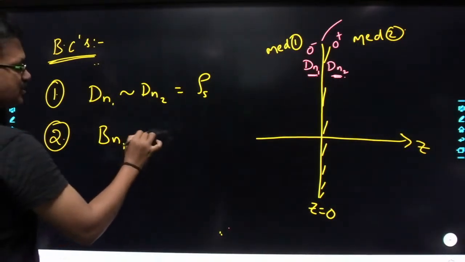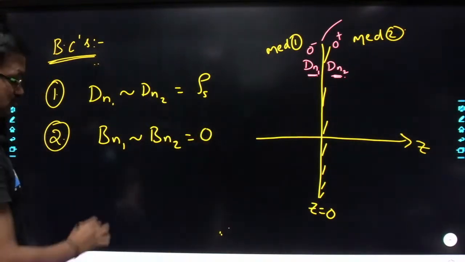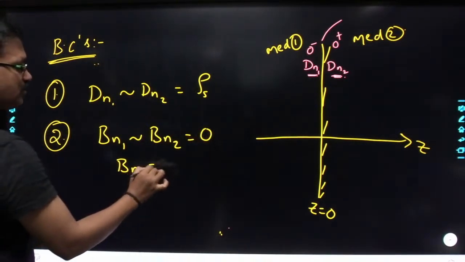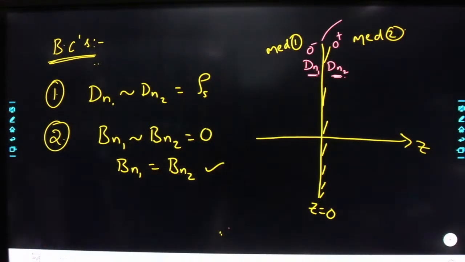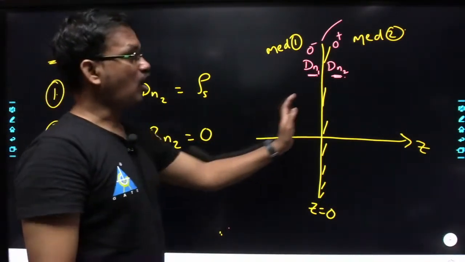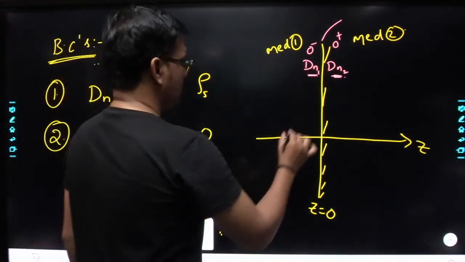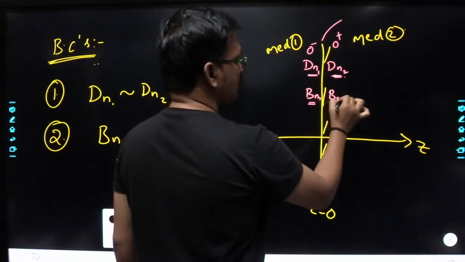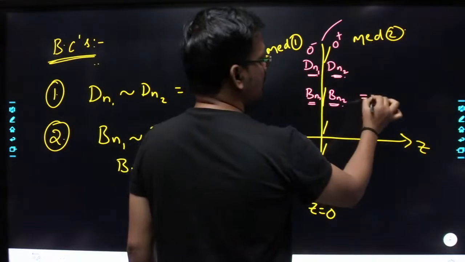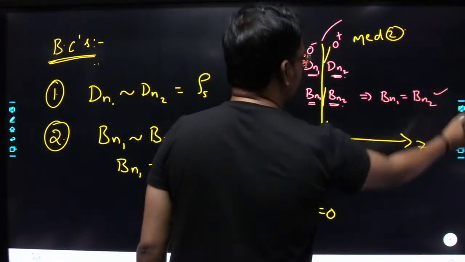Next, similarly, if you consider the second boundary condition, bn1 minus bn2 is always equivalent to 0, which means bn1 is equivalent to bn2. So the normal component of magnetic flux density is always continuous across the interface. So here bn1 will be same as bn2.